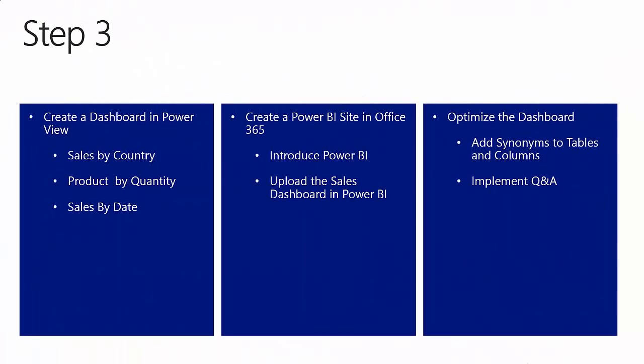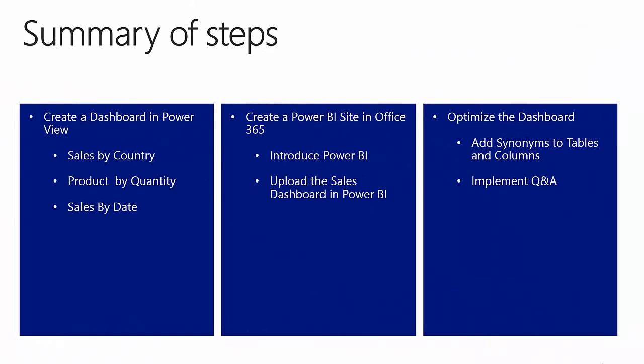So we have seen in step 3 how we can optimize our dashboard by, for example, implementing a Q&A in Power BI, so we can ask questions. Something else that we could do is, for example, also add synonyms, and for this we have to go back to Power Pivot, where we can go into the advanced mode and we can add some synonyms.